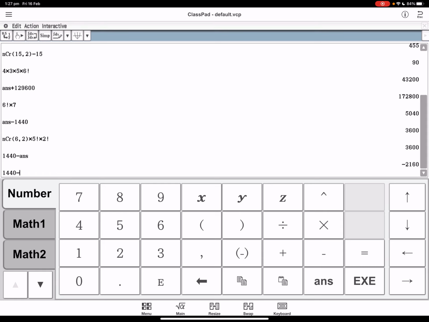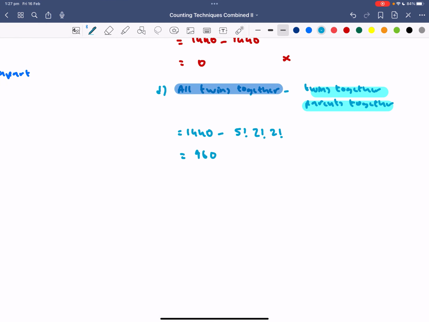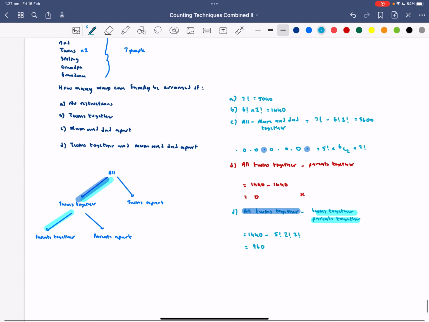So the answer is 1440, take away the ones where the parents are and twins are together. So that's basically 5 factorial times 2 factorial, but then times by another 2 factorial. And 2 factorial is just 2 anyway. And there you go. You get 960, which is a positive number, which is also the correct answer. So I hope everyone knows what not to do.